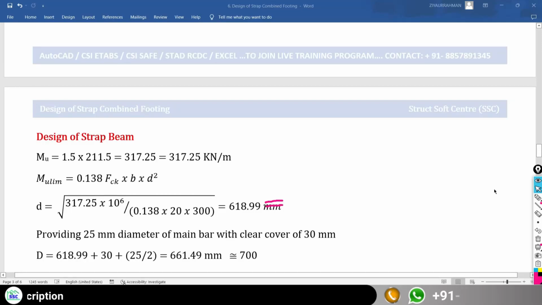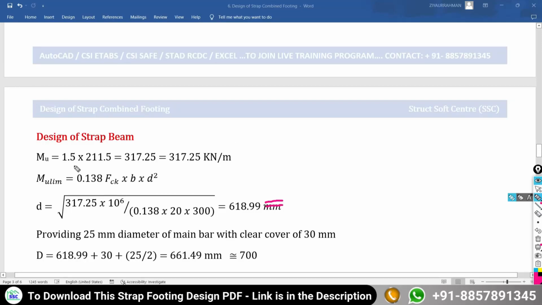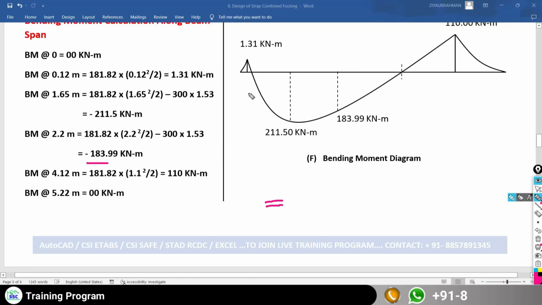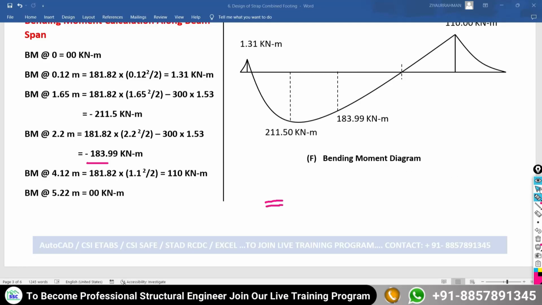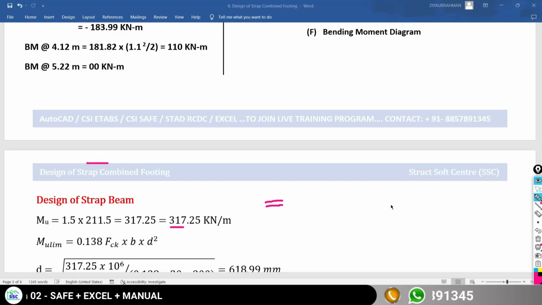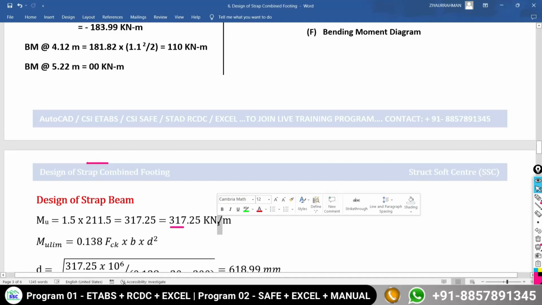So I am going to consider this maximum bending moment as 211.5, and these values are actually service bending moments. I have to multiply this service bending moment with 1.5 to have the factored bending moment or ultimate bending moment. So we have the factored bending moment as 317.25 kilonewton meter. It is not kilonewton per meter, it is actually kilonewton meter bending moment.